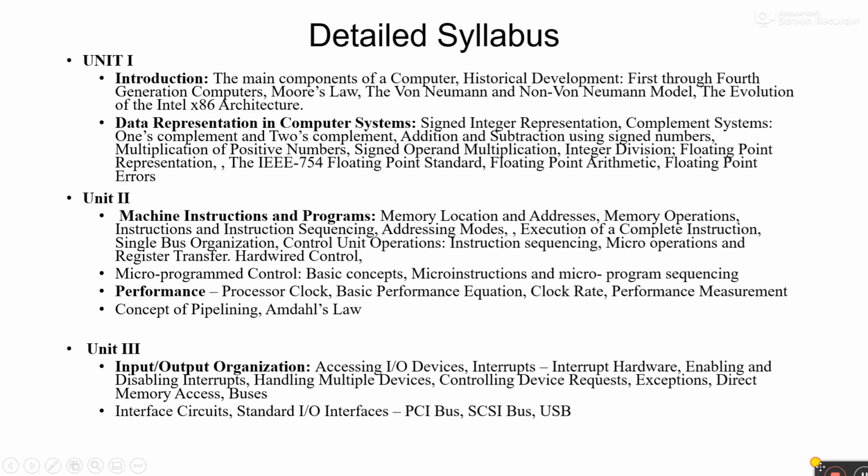The next part is the performance of the system, and how performance works. Performance depends on the processor clock, the basic performance equation, clock rate, performance measurement, the concept of pipelining, and Amdahl's law. Amdahl's law tells us how performance works, so we can find the performance of a system. These are some of the parameters which we will understand mathematically and conceptually.